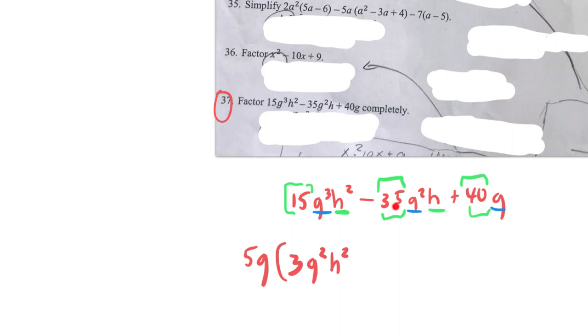So with regards to this one, negative 35 divided by 5 is negative 7. g squared divided by that g is just g. And then this h has nothing to divide with, so that's just going to remain an h. And then it's plus, we could say 40 divided by 5 is 8. And g divided by that g is just 1, so we don't really have to write that, and we can just close the parentheses. So we have factored this completely by factoring out the greatest common factor.